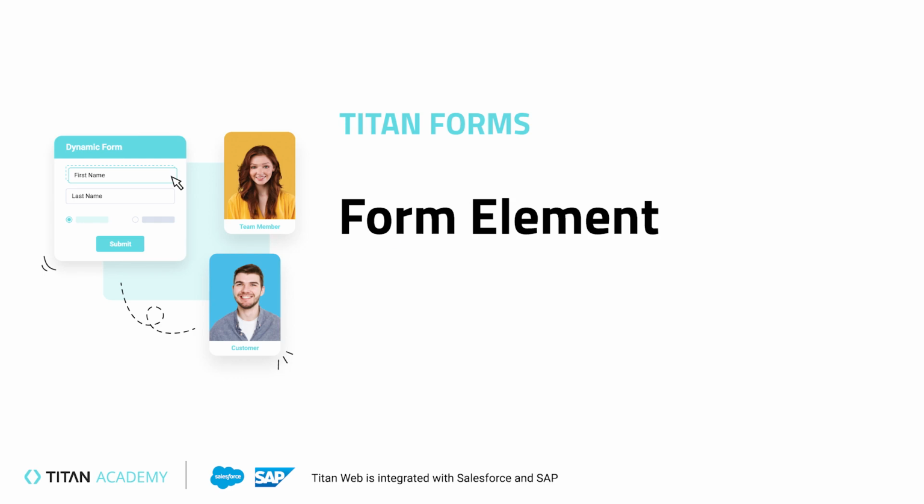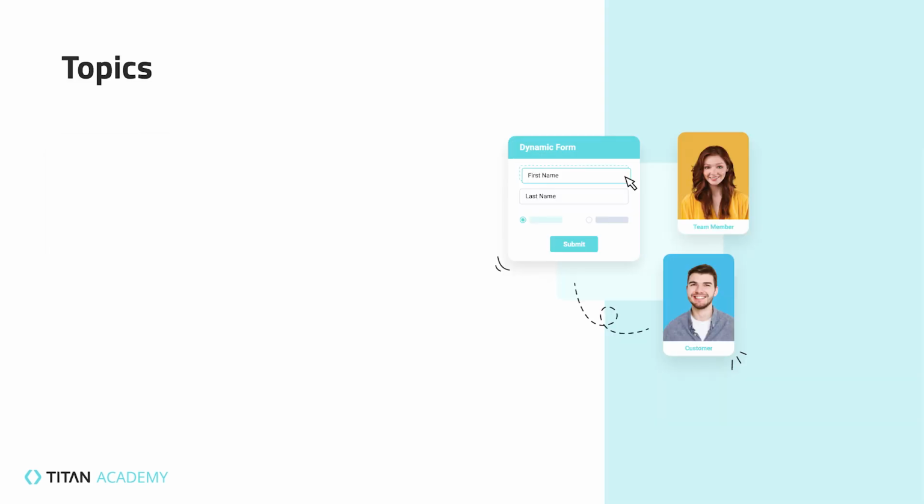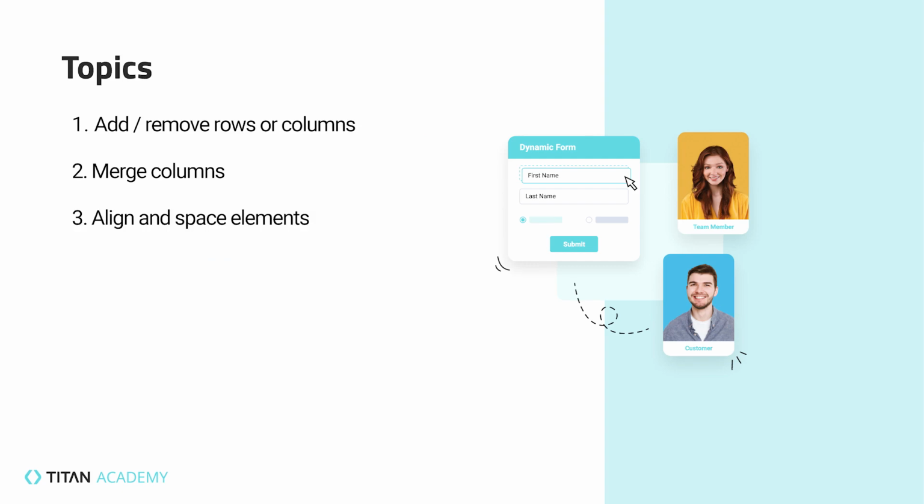Today we are going to talk about one of the most important elements in Titan Forms 2.0, and that is the form element. Specifically, we'll be focusing on the layout and the structure of the form element. We'll first cover how you can add a row or column to your form and how you can merge the columns within a specific row. We'll talk about how to align the elements inside a form as well as how to space these elements out. We will talk about naming your rows, and finally we'll talk about what happens to your form when we move to smaller devices.